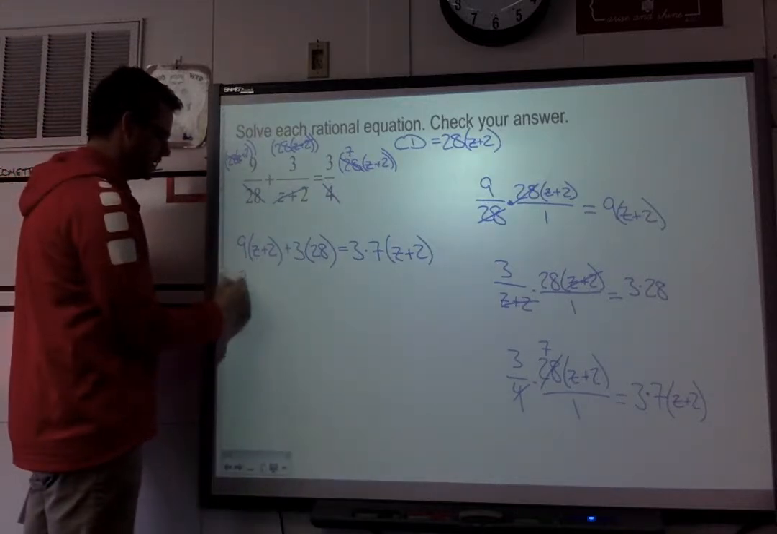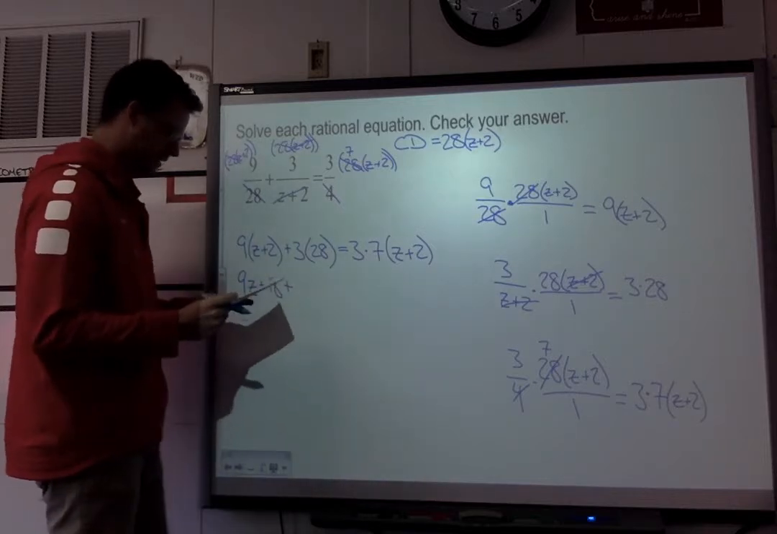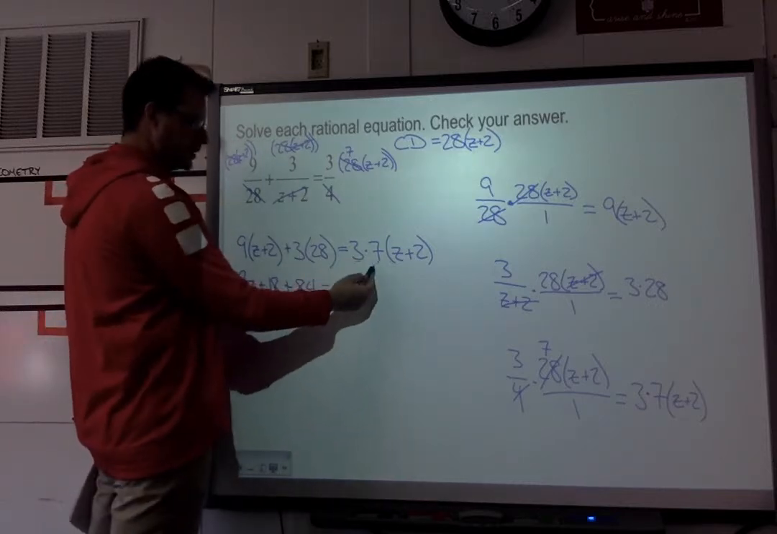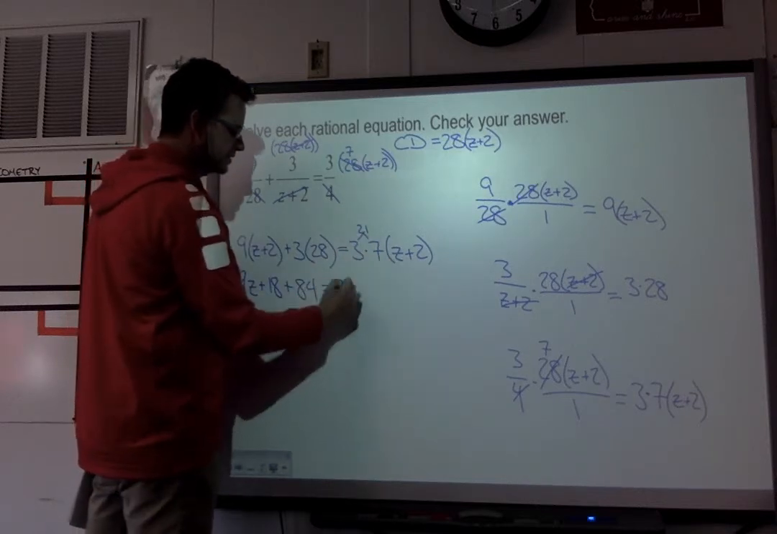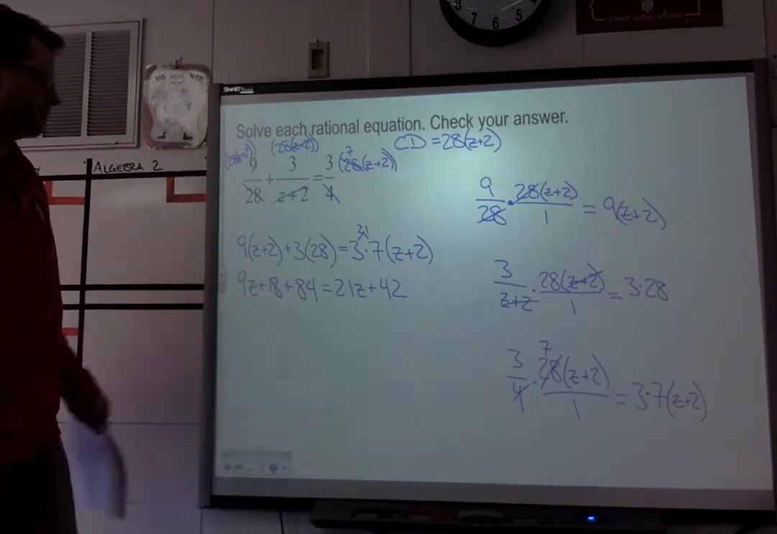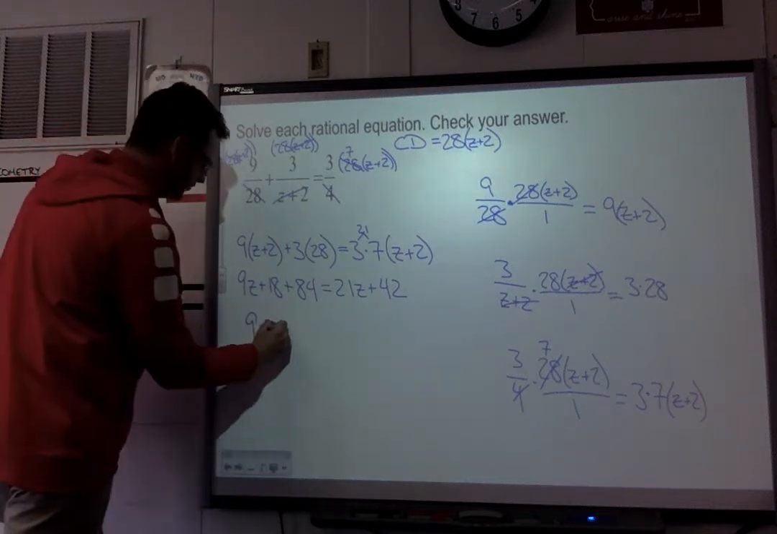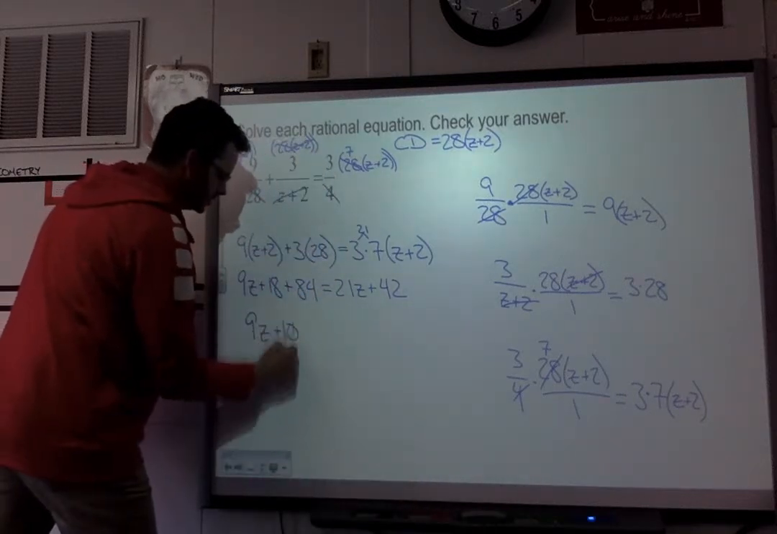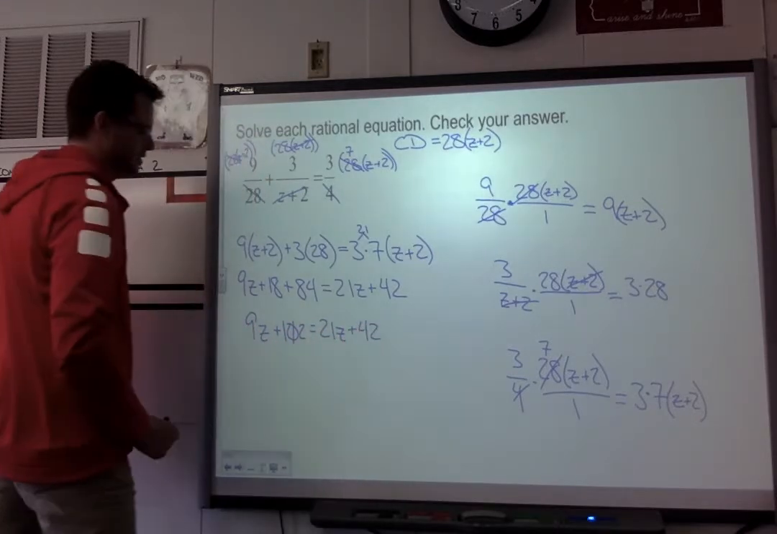So when I distribute my 9, I get 9z plus 18 plus 3 times 28 is 84 equals, in this case, 21 times z plus 2, which gives me 21z plus 42. Now I'm going to combine my like terms here. So 18 plus 84 is 102. So 9z plus 102 equals 21z plus 42.